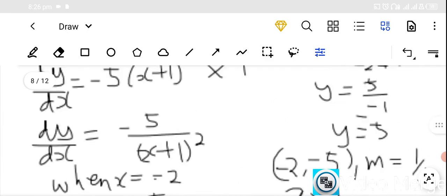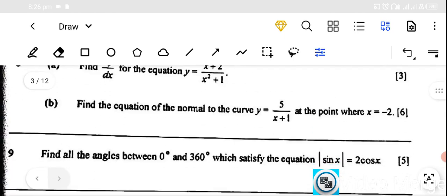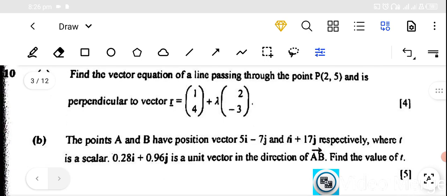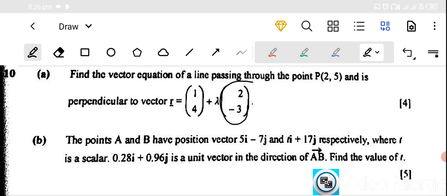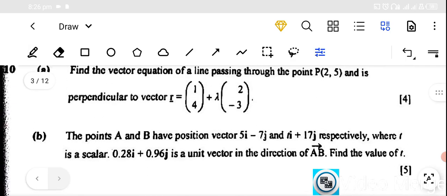Don't stress about the symbols you are seeing. And then the next thing to do will be, since they are saying it's perpendicular to this vector, it means the product of this direction vector and the vector in question should give us 0. Product of perpendicular vectors equals 0. So (2,-3) times a certain direction vector should give us 0.